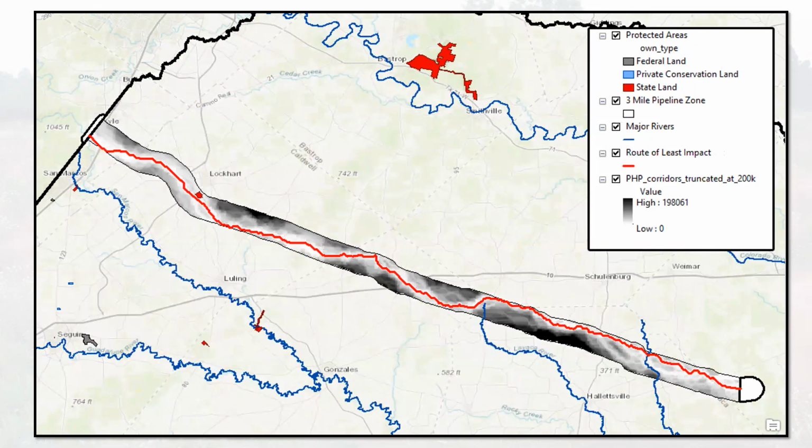trying to avoid high priority areas with ecological value. Does anyone have any questions about the pipeline demo?